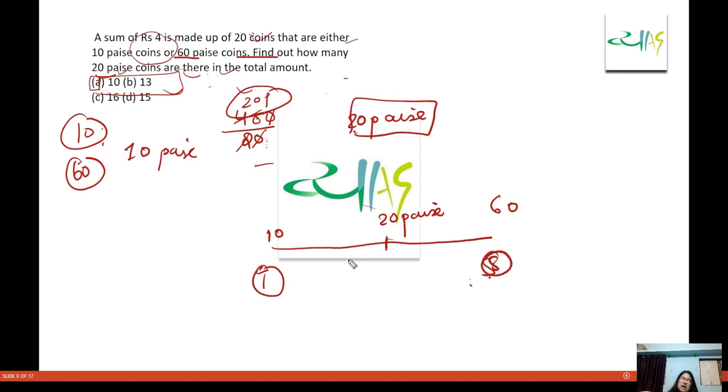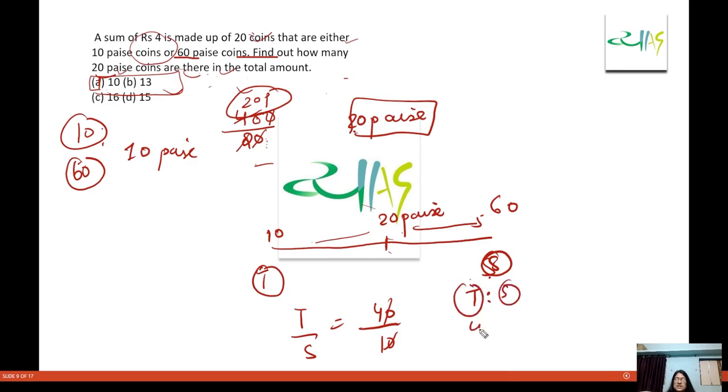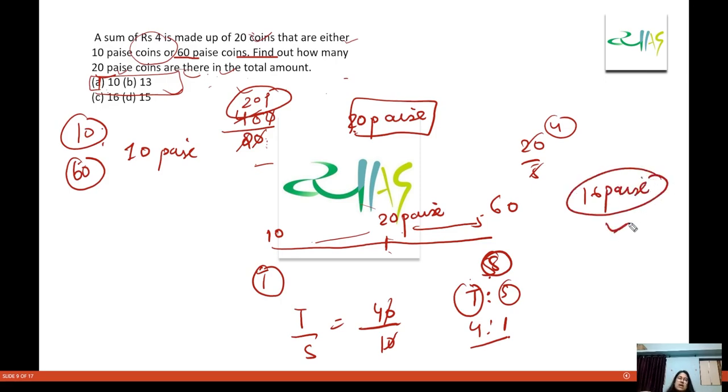Now obviously T by S is equal to what? This distance is 60 minus 20, so 40, and this distance is 20 minus 10, so this is 10. So the ratio is 4 is to 1, 10 paise coin to 60 paise coin. Just divide this 20 by 5, so 4. So how many 10 paise coins if they're asking? We get 16 10 paise coins and 4 60 paise coins.